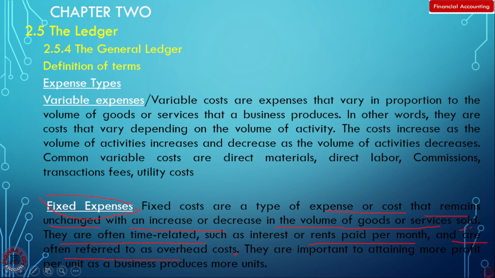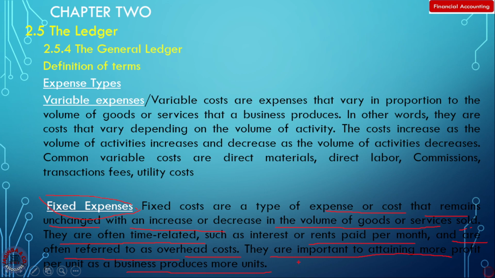We also refer to fixed costs as overhead costs. They are fixed costs, they will never change. They are being paid on a monthly basis, maybe weekly, or maybe half yearly. They are time based, so they are fixed costs. We also call them overheads. They are important to attaining more profit per unit as a business produces more units.